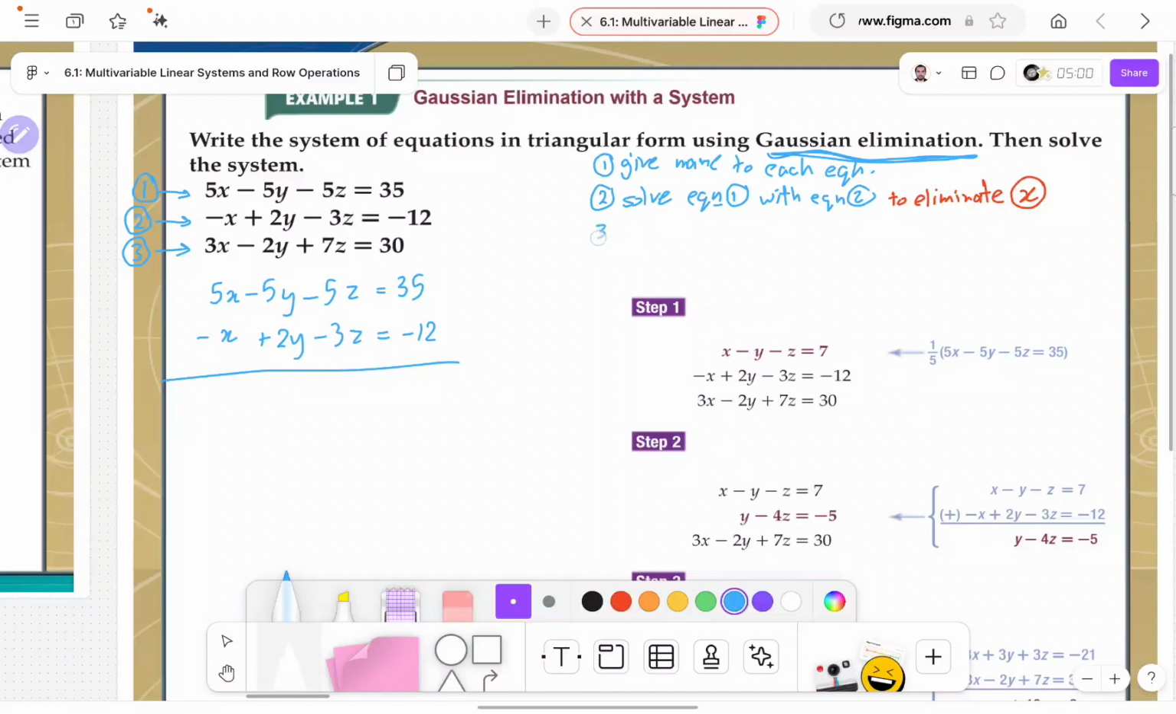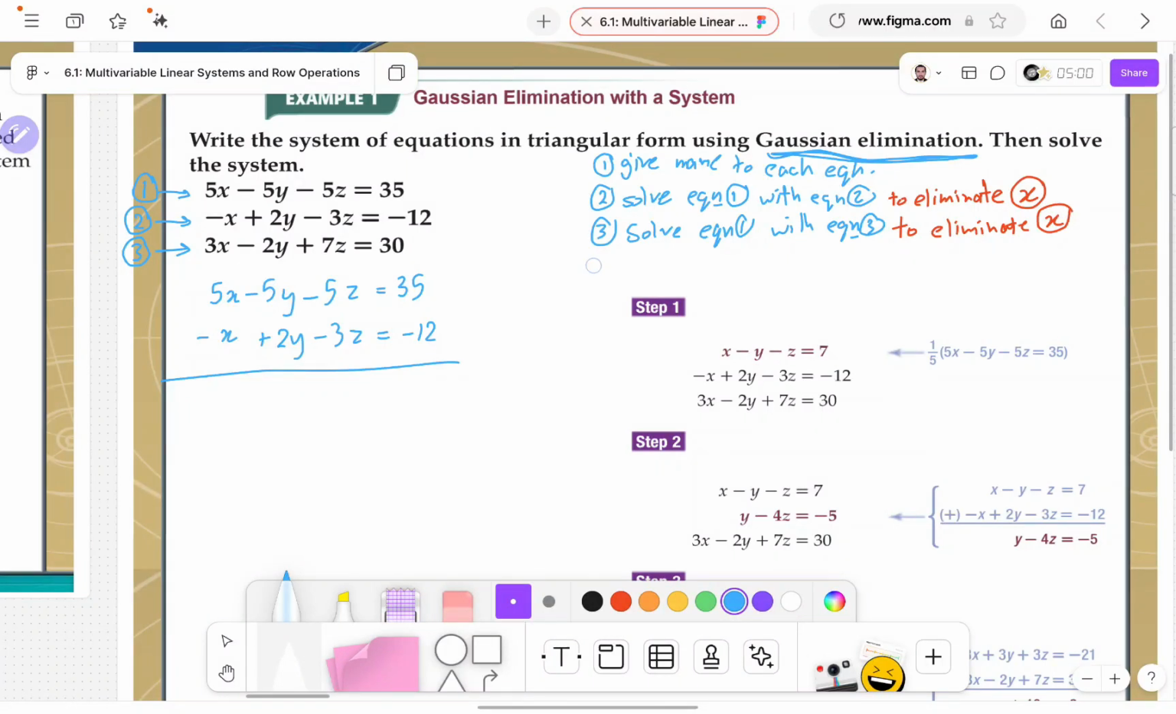Step number 3, we are going to solve equation 1 again with equation 3. Because we eliminated x in the first step, we must eliminate x again in the second one. If you eliminate y in the first step, you must eliminate y here. If you decide to eliminate z first, you must eliminate z here. So based on which variable you decide to eliminate first, you must eliminate it again in the second step.